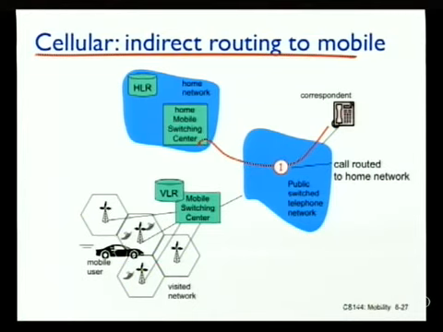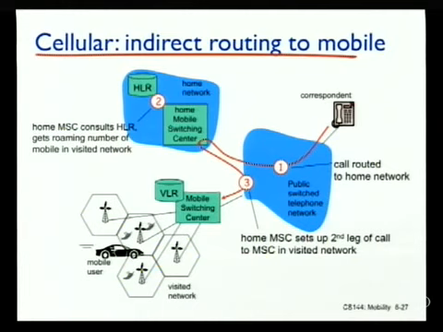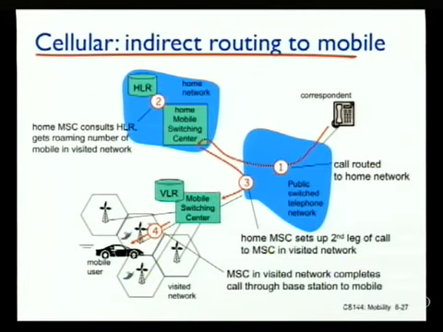So this HLR has been updated. The home MSC consults the HLR and gets the roaming number, the equivalent of your care-of address, and routes the call there, because the HLR points here, and then it's routed to you. No rocket science here. We've seen this. Actually, this came first, I should say, before mobile IP.